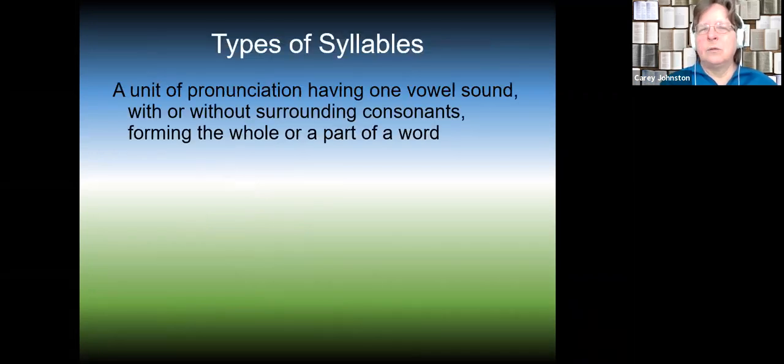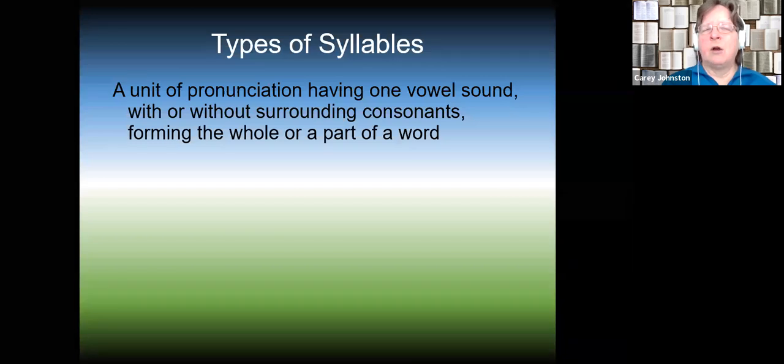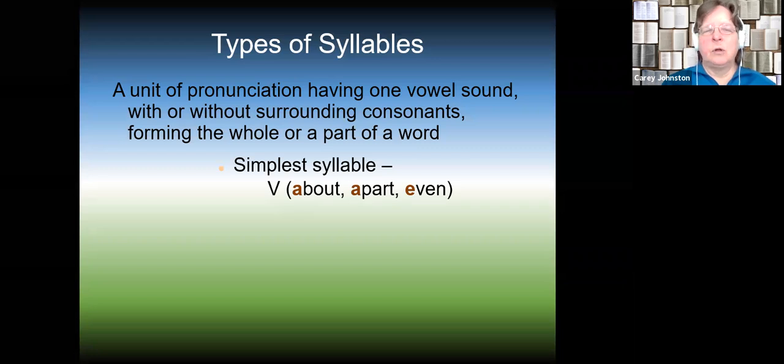Now we're talking about syllables. There are different types of syllables in the language, and words can be made up of one or more syllables. Every word has at least one syllable and then perhaps more. All syllables have a vowel sound, or a vowel-like sound, and may or may not have surrounding consonants. So, for example, the simplest syllable is a vowel. Here we have some examples, like A, or an A, even.